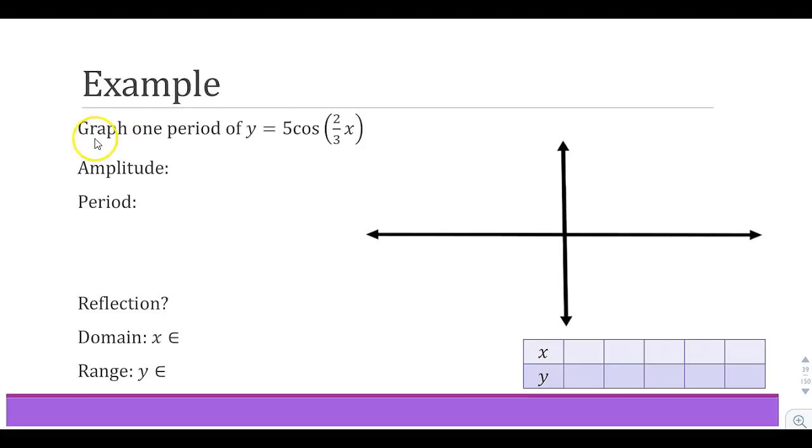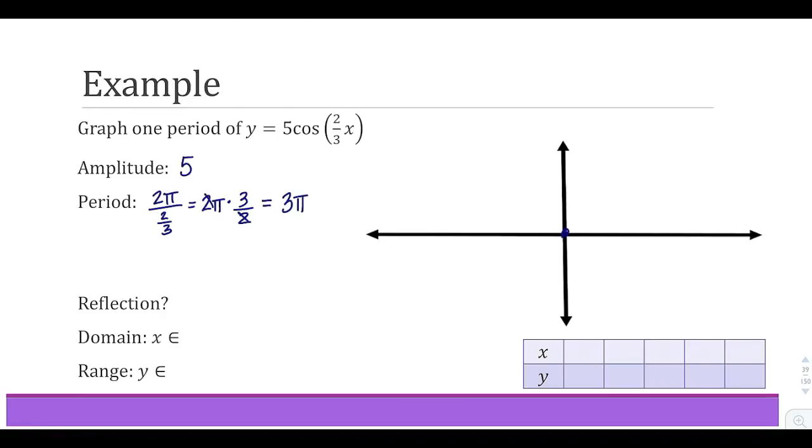Alright, let's do another example. This time graph one period of y equals 5 cosine of 2/3 x. So the amplitude is positive 5, and the period is 2 pi over the number in front of x here, which is 2/3, so 2 pi over 2/3. Well, that's 2 pi times the reciprocal, 3/2. So the 2's are going to cancel, and my period is 3 pi.